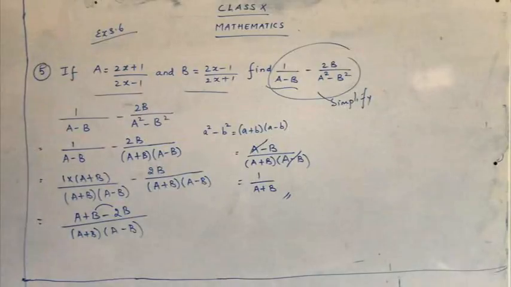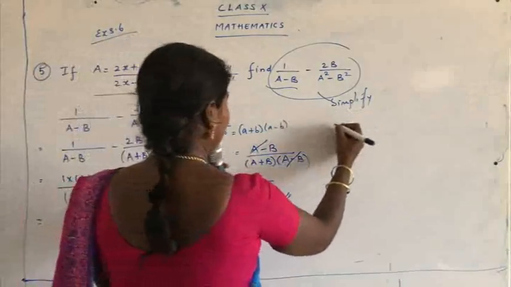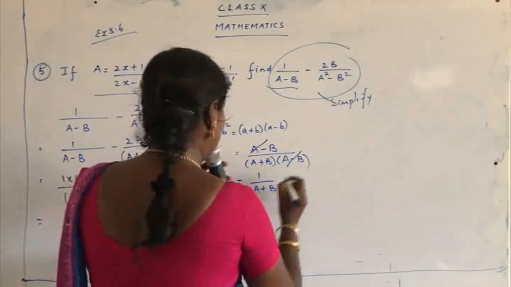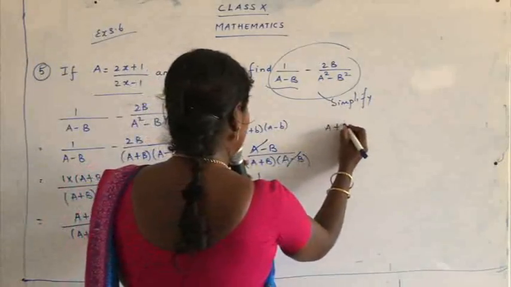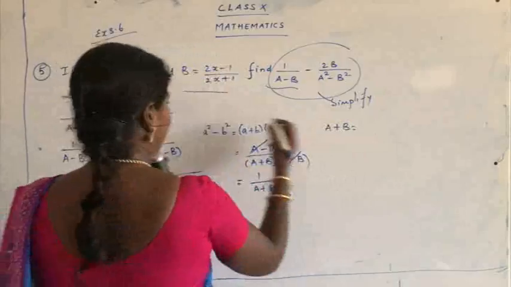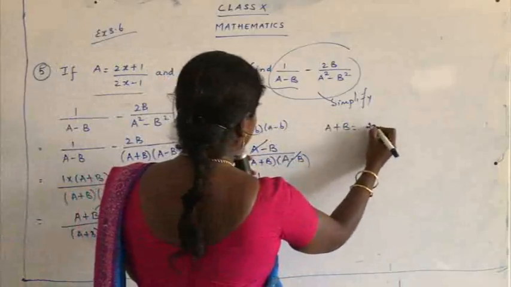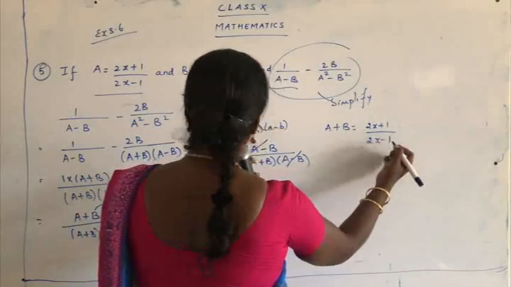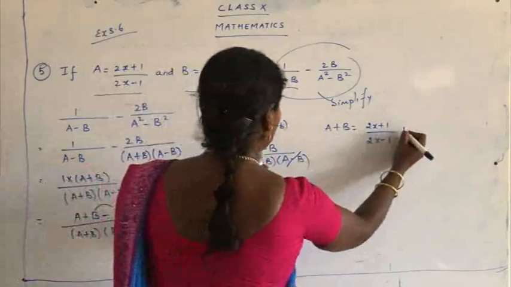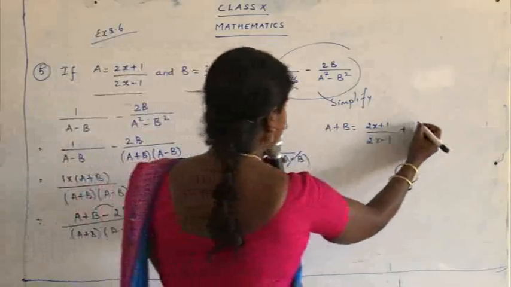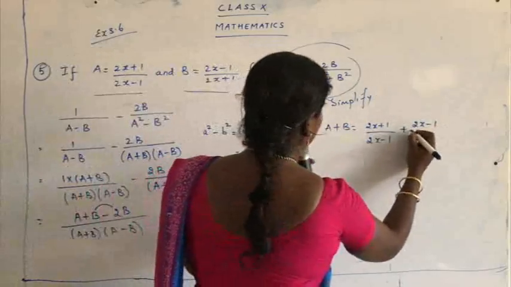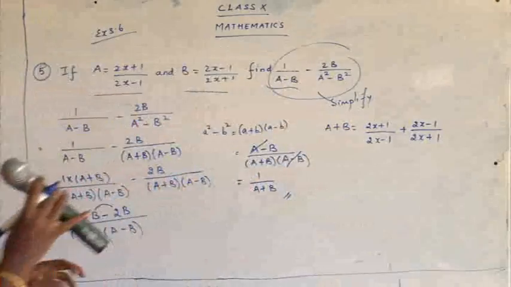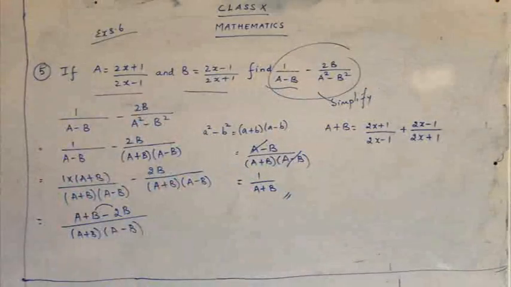So now let's substitute the values. Before you write 1 upon A plus B, you just find A plus B. So I'm going to write over here A plus B is equal to 2x plus 1 upon 2x minus 1 plus, what's B? 2x minus 1 upon 2x plus 1. So we have done the substitution for A and B.